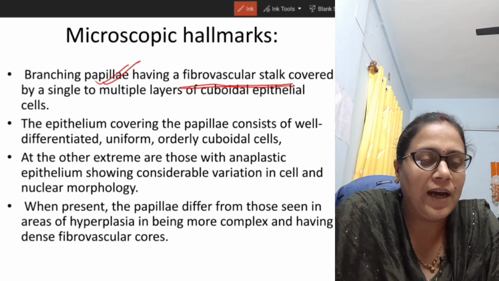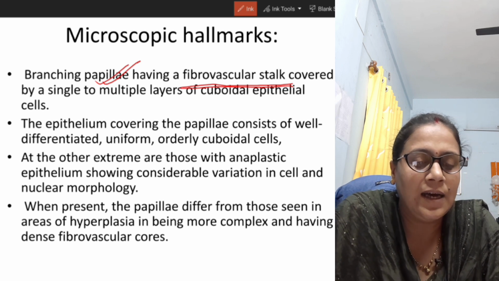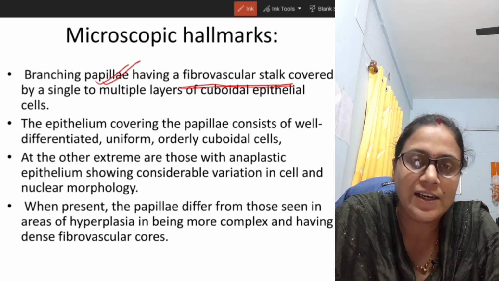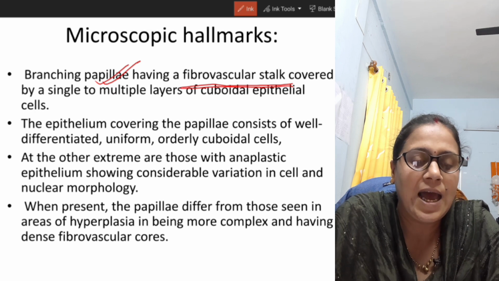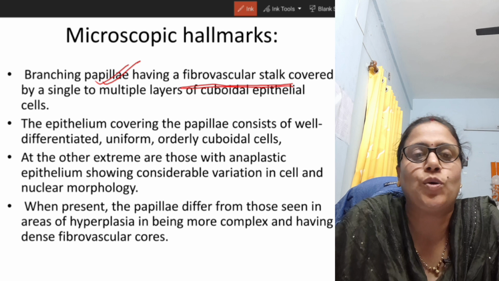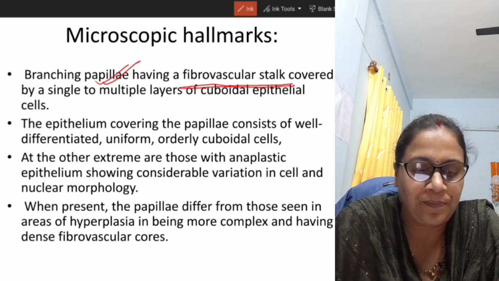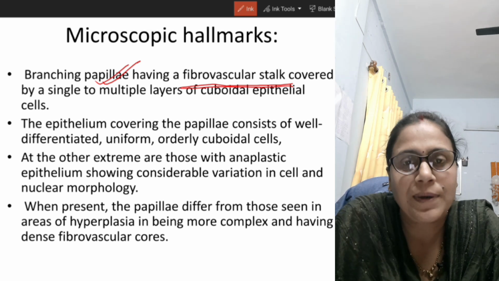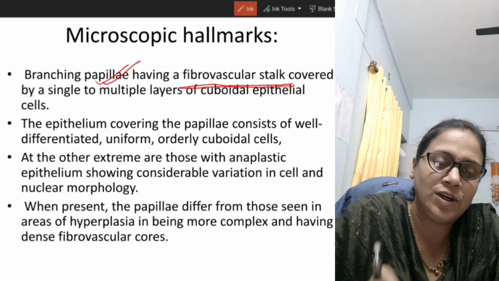They are covered by a single to multiple layers of cuboidal epithelial cells. The epithelium covering the papillae consists of well differentiated, uniform, orderly cuboidal cells. At the other extreme are those with anaplastic epithelium showing considerable variation in cell and nuclear morphology. When present, the papillae differ from those seen in areas of hyperplasia in being more complex and having dense fibrovascular cores.